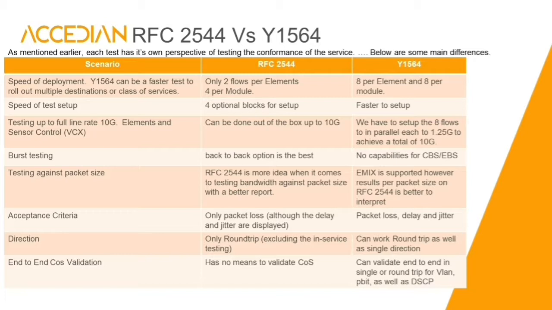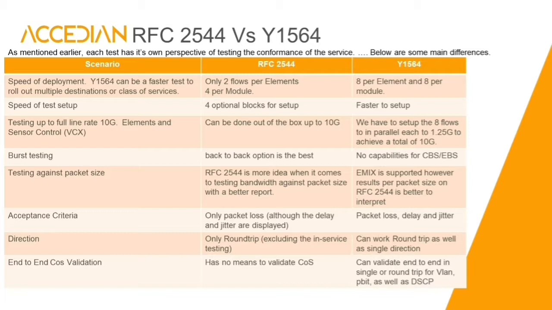When it comes to the acceptance criteria, RFC 2544 has only packet loss as acceptance, although it displays the delay and the jitter in its second block, but those are not acceptance or failure criteria, they are just reference. On the other hand, Y1564 has packet loss, delay, and jitter as acceptance criteria, and optionally it has the class of service mismatch as an acceptance criteria. So Y1564 is a better test when it comes to testing services with a wider expanded range of KPIs.